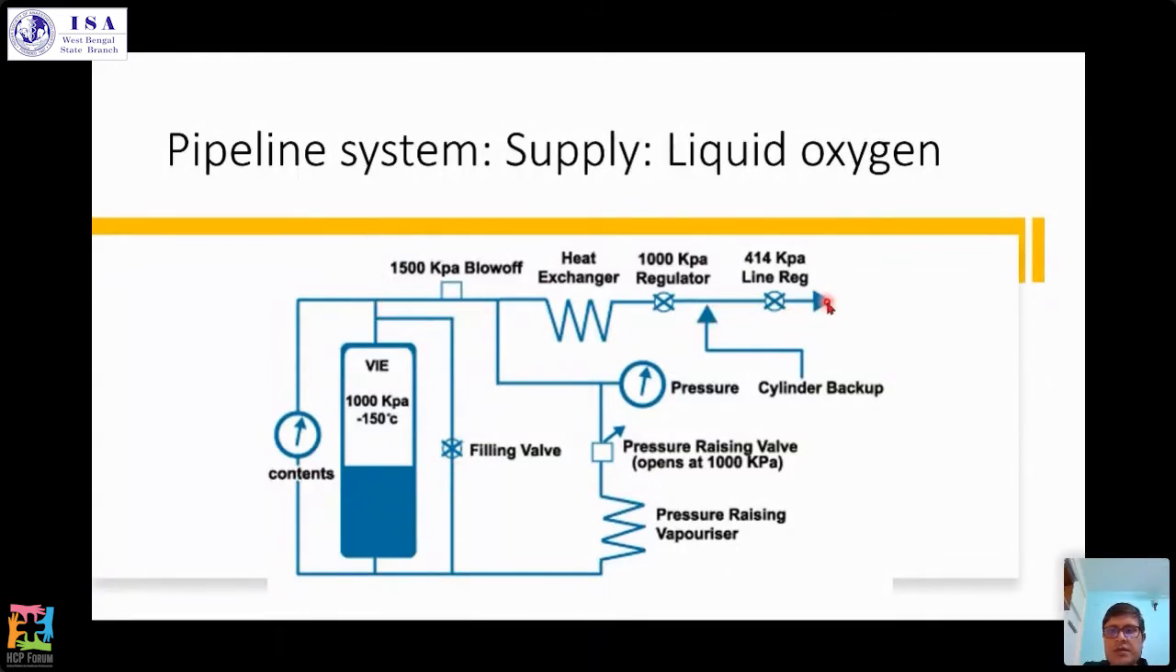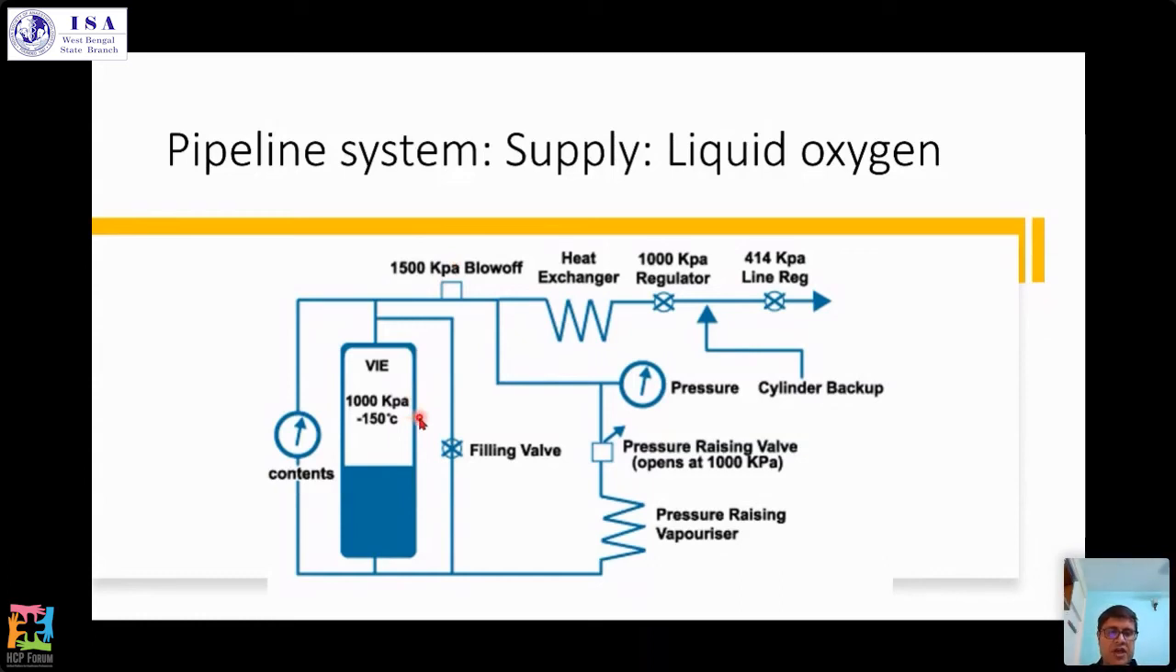Now this is the pipe which connects this thing to the hospital pipeline system. We have a blow off valve here set at 1500 kilopascals. That means if due to some reason the pressure inside increases, then at 1500 kilopascals this will open and vent the extra oxygen into the air. Now why would that be necessary? It can be necessary for two major reasons.